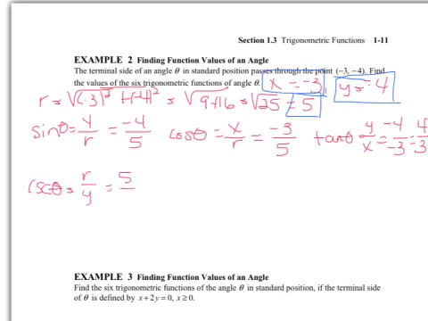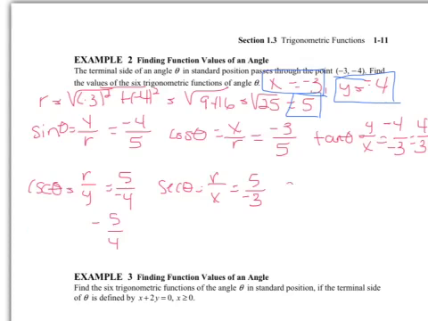Our r value is 5, and our y value is negative 4. So you could write that like that, or you could write it as negative 5/4, same thing. Then we go to our secant of theta. Our secant of theta is r over x. We know our r value is 5, and our x value is negative 3. So secant of theta is negative 5/3.